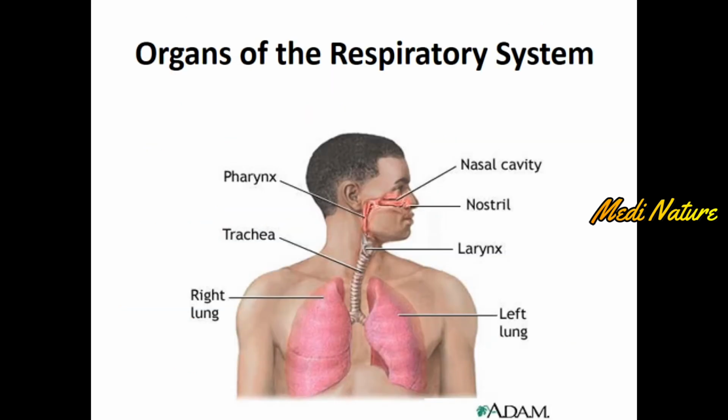This image gives you an idea about the organs of the respiratory tract. You can see it starts from the nose and the nasal cavity, then the pharynx, then the larynx, which is the point where we divide our respiratory tract into two main parts, the upper respiratory tract and the lower respiratory tract. And then it leads to the tube called the trachea, then it divides into bronchi, and then the lungs are there, right and left lungs.